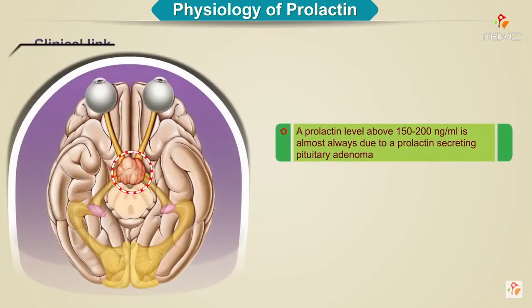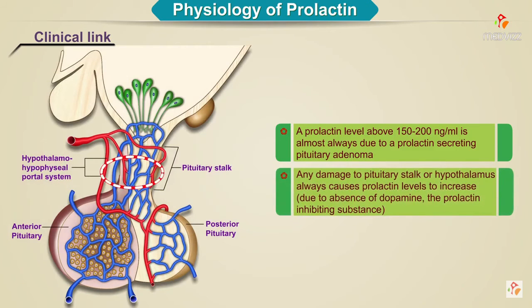Now here are some of the clinical pearls associated with prolactin. A prolactin level above 150 to 200 nanograms per milliliter is almost always due to a prolactin secreting pituitary adenoma. Any damage to the pituitary stalk or hypothalamus always causes prolactin levels to increase due to absence of dopamine, which is the prolactin inhibiting substance.